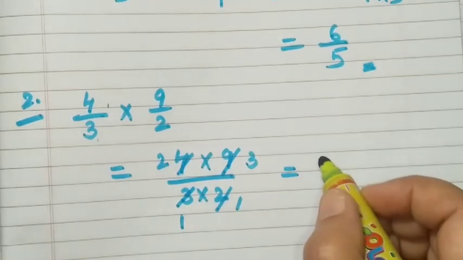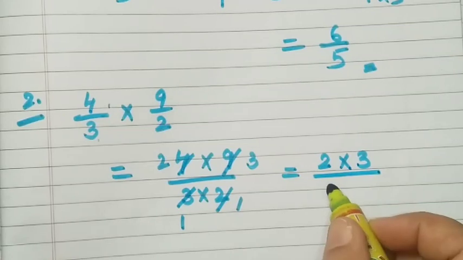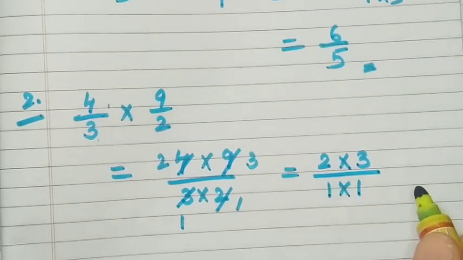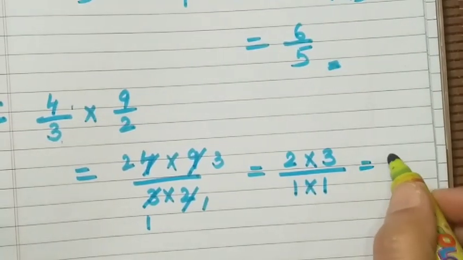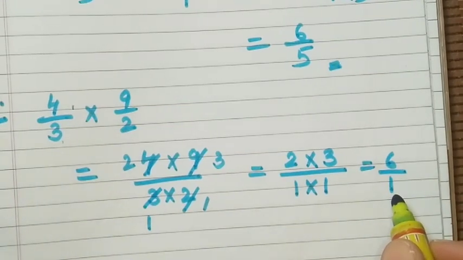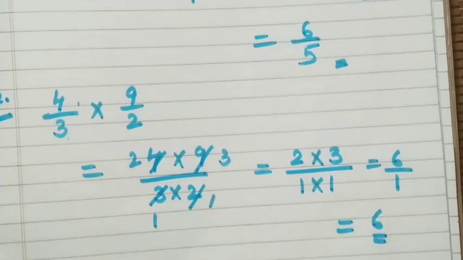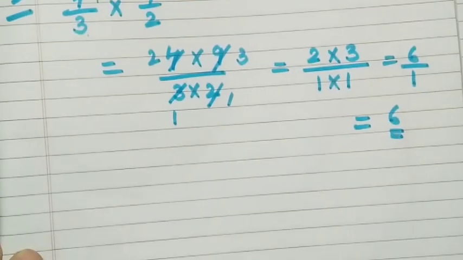Now what is left in the numerator? We have 2 into 3. What is left in the denominator? We have 1 into 1. So we got our answer as 6 upon 1. Having 1 as a denominator, you don't need to write it. You can simply write your answer as 6. I'm going to take one more example.